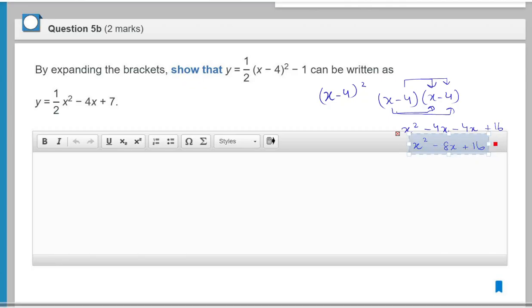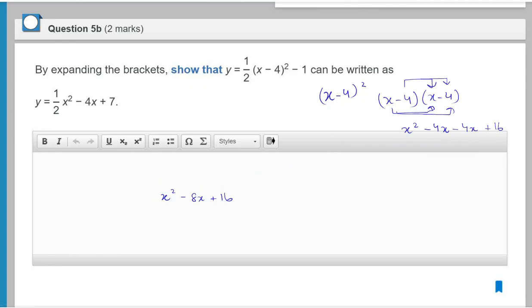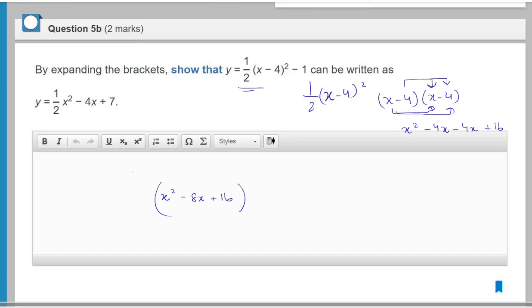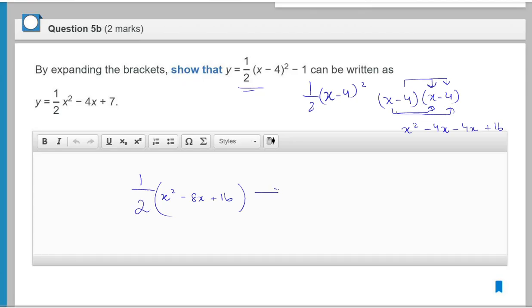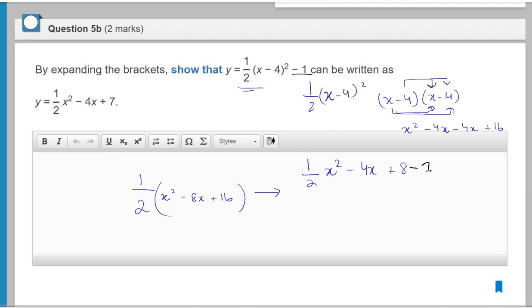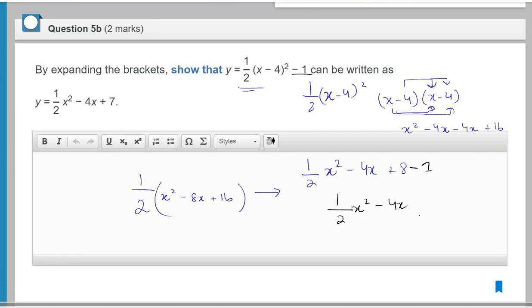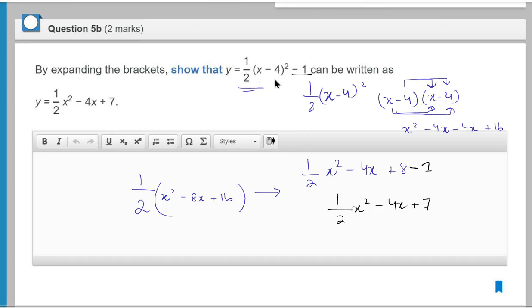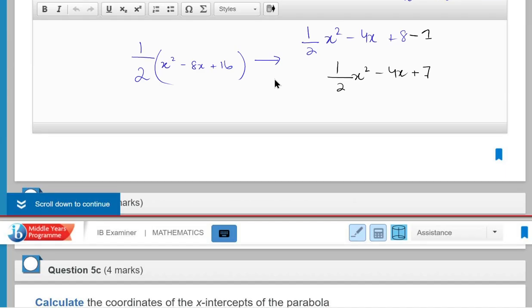Now look, this (x minus 4) whole square, initially it was being multiplied with 1 over 2, right? As you can see. So what are we supposed to do? We're supposed to multiply this by 1 over 2. So this gives us 1 over 2 x squared minus 4x plus 8. But we have -1 present here. So when we subtract 1 from it, 8 minus 1 becomes +7. I hope this all is clear. Let's move forward.